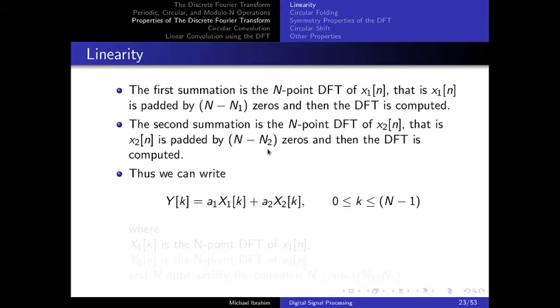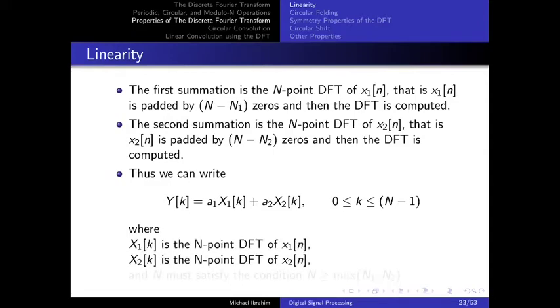And this way we can write Y of k is equal to a1 X1 of k plus a2 X2 of k, where X1 and X2 are the N-point DFT of x1 of n and x2 of n respectively, and N must be larger than the maximum of n1 and n2.